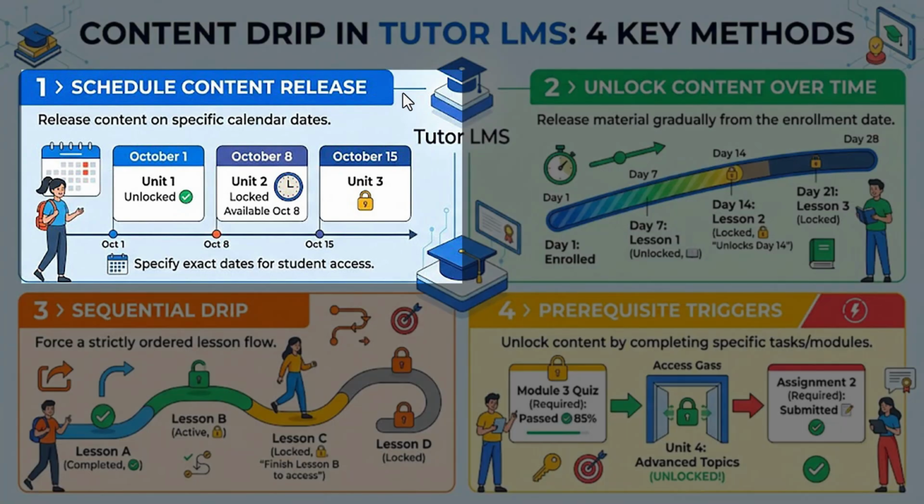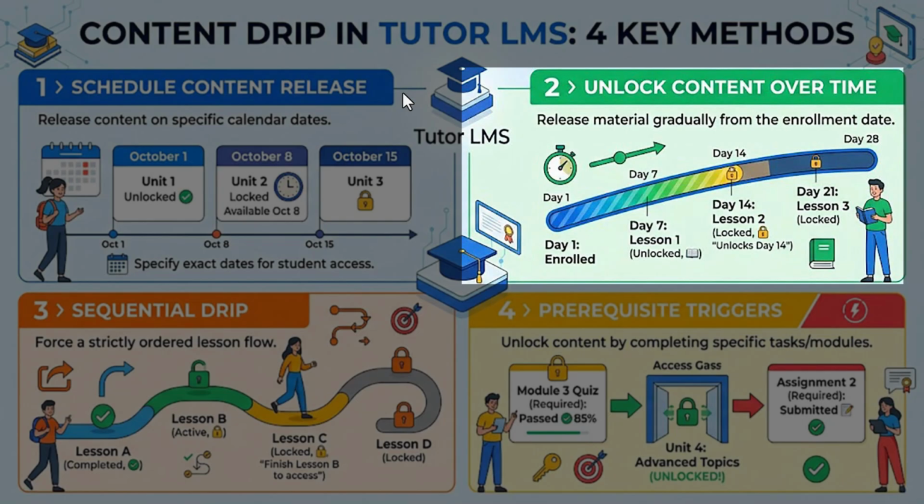First one is schedule content release. It releases the content on a specific calendar date. The second method is unlock content over time. It releases material gradually from the enrollment date.